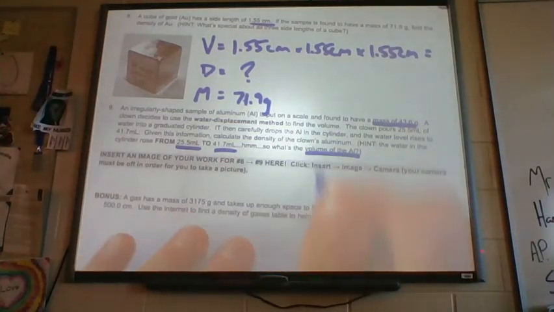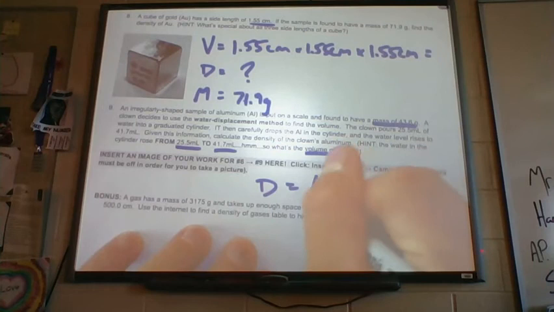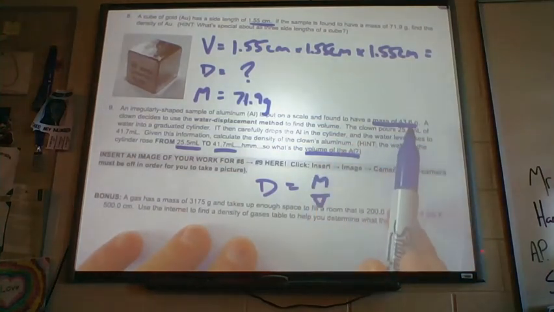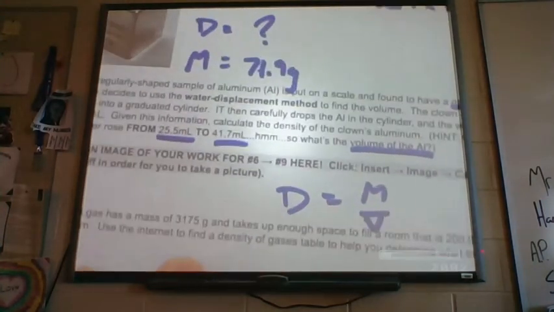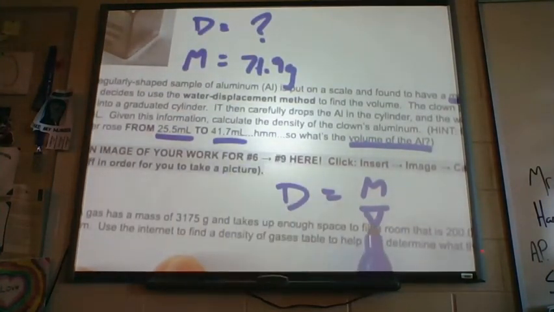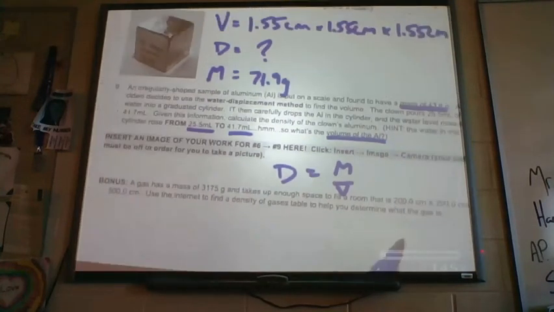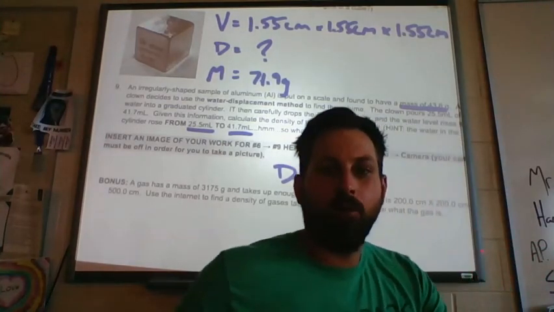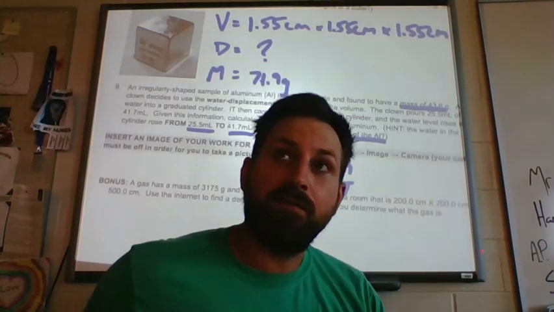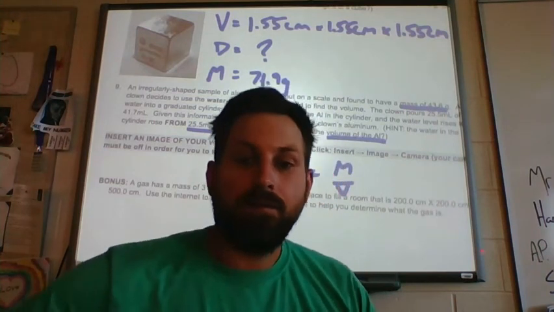Again, we're just doing the density equation. You are given the mass. If you look at the difference of the volumes, you now have your volume. You are calculating the density of that. Finally, there is a bonus question. Have fun with the bonus question. I like to put extra little questions on homework for a little bonus, for some extra credit, if you will.